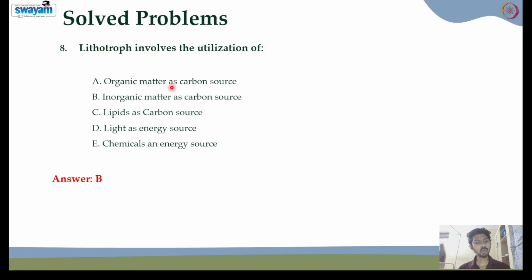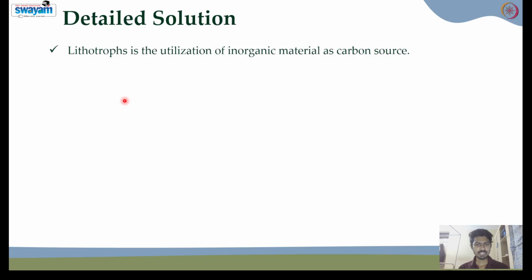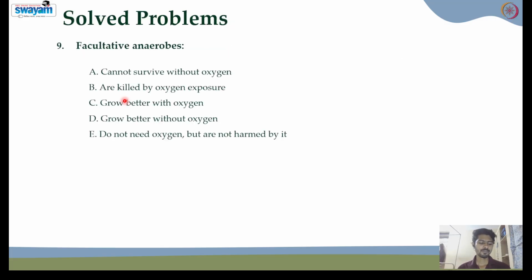Yes, it is organotrophs. If it is a lipid as a carbon source, we know that lipid also belongs to the organic matter, so it also comes under organotrophy. If it uses light as an energy source, it is a phototroph. If it uses chemicals as an energy source, we call it chemotrophs. So from this statement, lithotrophs refers to inorganic matter as a carbon source. So we will move on to the next question.